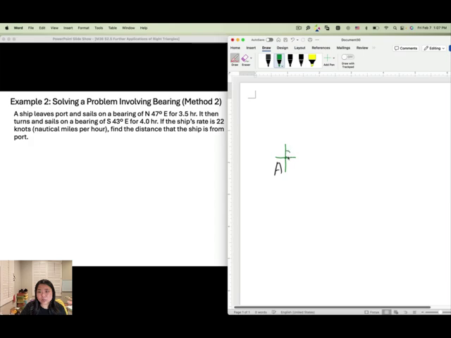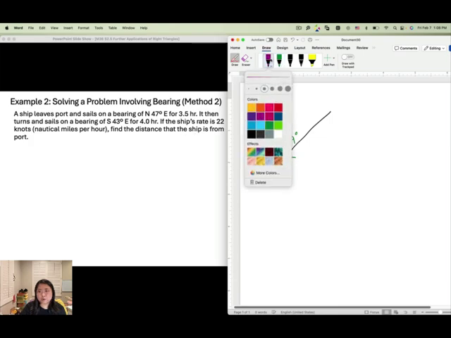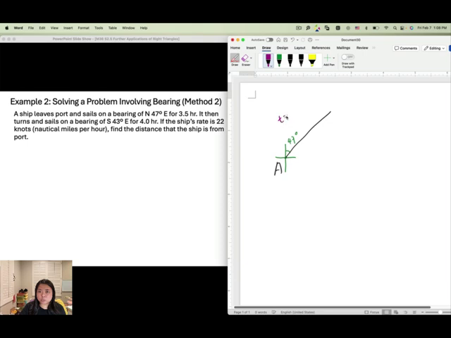So going like half here, and then we're going to draw the line. This is going to be 47 degrees for 3.5 hours. I'm going to put it here. This part is going to be 3.5 hours. It then turns and sails on a bearing of south 43 degrees east for 4 hours.